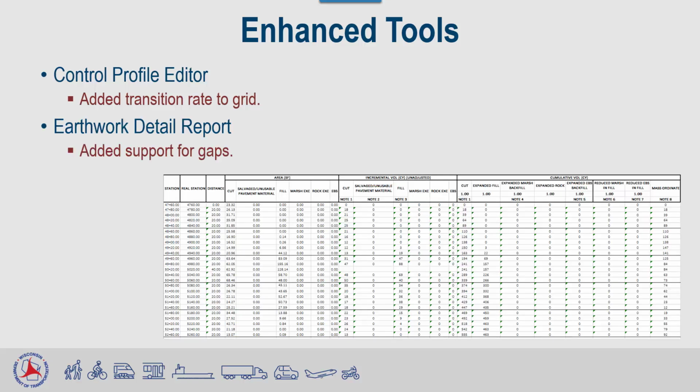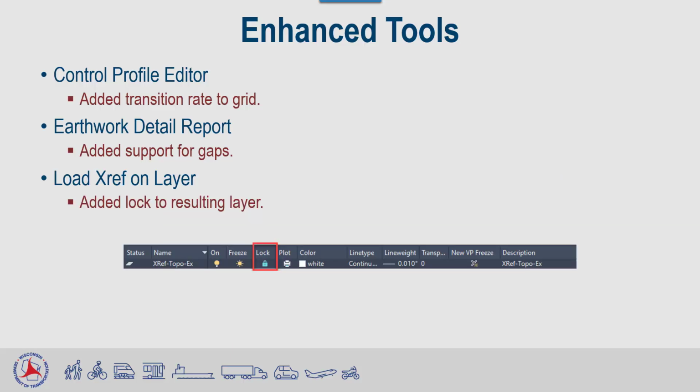For the earthwork detail report, we now support gaps that have been identified in the sample line group properties. These gaps now appear in the Excel report without additional formatting by the user. Our Load XREF on Layer tool automatically sets all the desired WisDOT XREF settings, such as overlay, relative path, and placing the XREF on a unique layer. Now, it also locks the XREF layer to prevent accidental edits, such as a move.